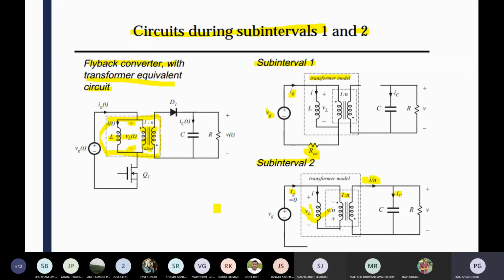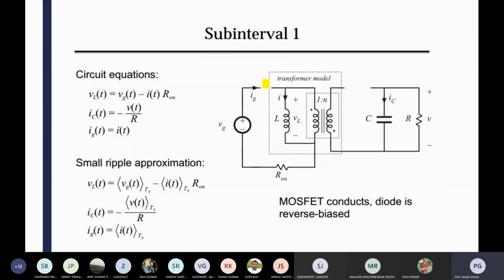Now we are going to focus on writing down the equations. The equations are simple. First, the circuit equations. What is VL? You have to find VL, because you know the energy storing elements are the inductor and the capacitor. So two state variables are related: the inductor current IL and the capacitor voltage VC. These two are the state variables.